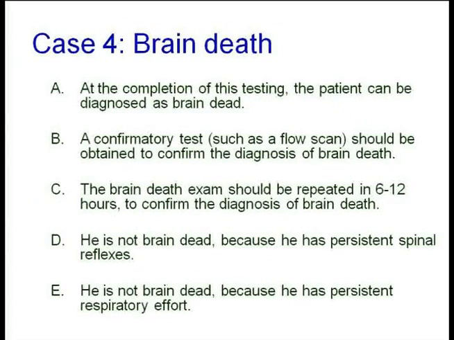So the question: which of these is correct? A, at the completion of this testing, the patient can be diagnosed as brain dead. B, a confirmatory test such as a flow scan should be obtained to confirm the diagnosis of brain death. C, the brain death exam should be repeated in 6 to 12 hours to confirm the diagnosis. D, he is not brain dead because he has persistent spinal reflexes. E, he is not brain dead because he has persistent respiratory effort. So there you go.